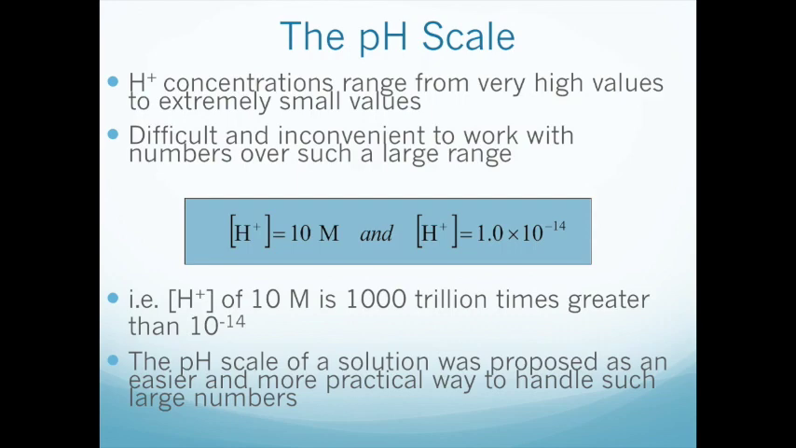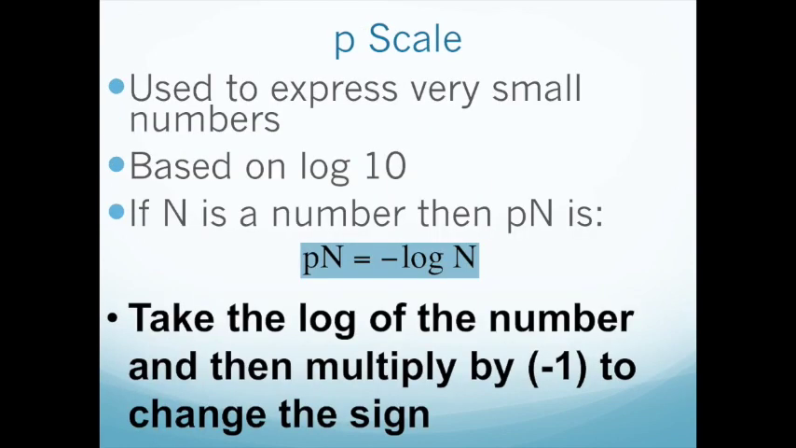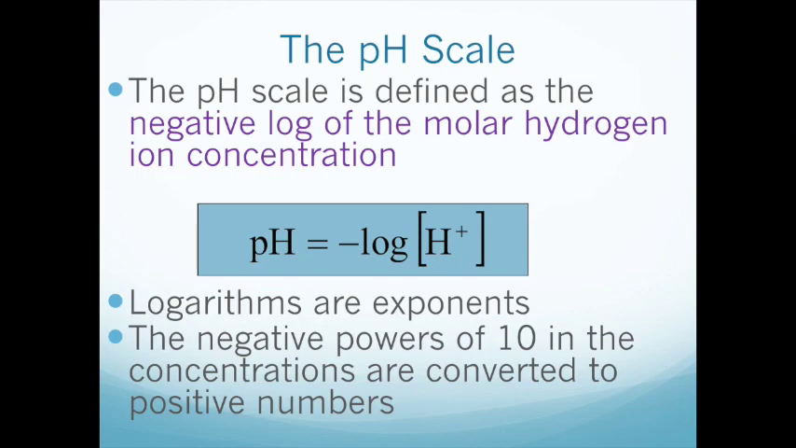For example, the concentration of 10 molar H plus and the concentration of 10 to the minus 14 molar H plus, that is a difference of 1,000 trillion times. So we use a pH scale to make these numbers smaller and more manageable, and we define any P scale as a log-based unit. If you have N things, then Pn is the negative log of N. So take the log of a number, multiply it by minus 1. And therefore, pH is the negative log of the molar hydrogen ion concentration, or negative log H plus.